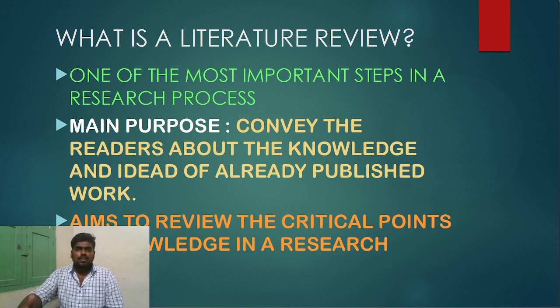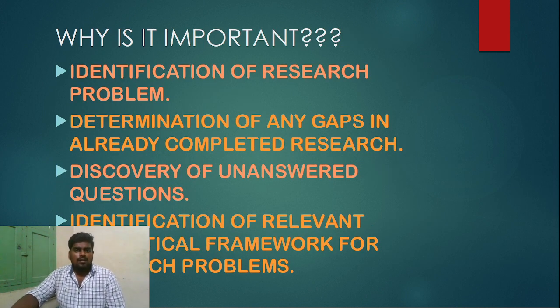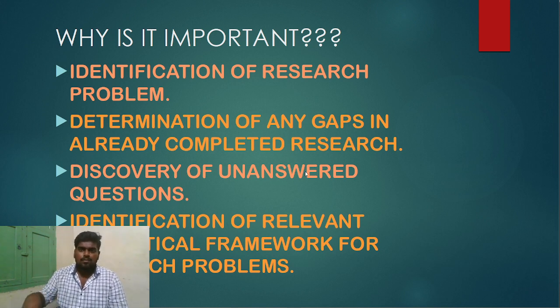Because if you take a research paper, it will have so much literature to read. But a literature review summarizes it into one or two paragraphs for the reader to understand clearly. So why is it important? It is important for the identification of a research problem. Without doing a literature review, no one can identify a research problem from the research papers and research done by different individuals all around the world.